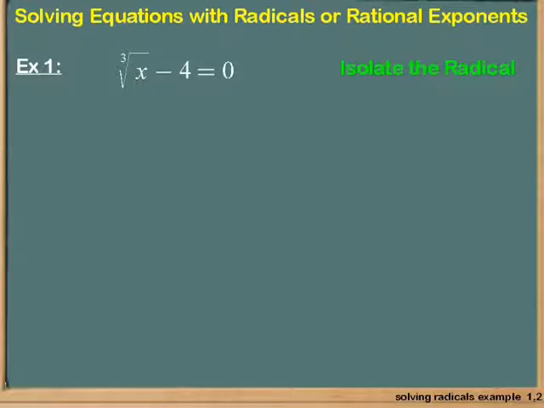How are we going to do that? We're going to get rid of that negative 4. We're going to get rid of it with a positive 4. And whatever I do to one side, of course, I do to the other. That leaves me with the cube root of x equals 4.